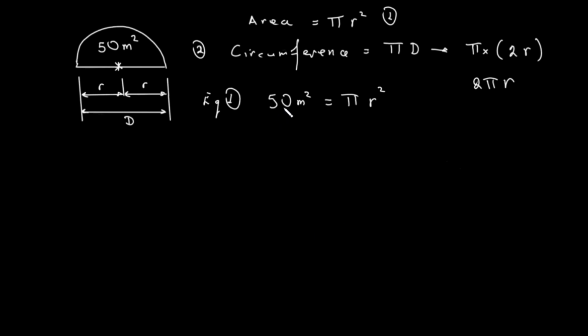We're told that 50 square meters is equal to pi r squared. So in fact this is 50 square meters equal to, now I'm going to put the r squared here, times whatever value pi is.